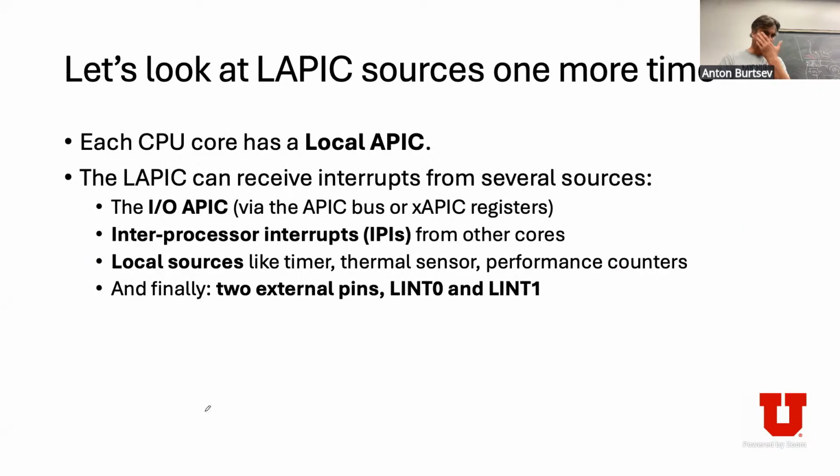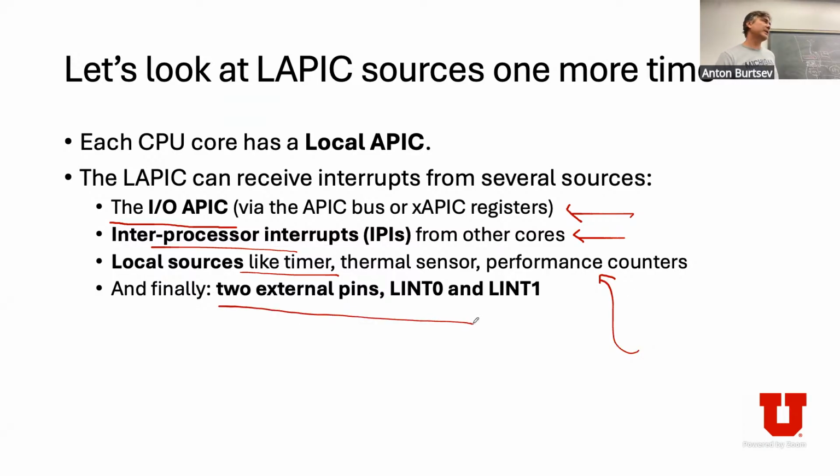Just one more time, I wanted to talk through these different sources from where an interrupt can show up at the local advanced programmable interrupt controller. Local sources like timer interrupt, thermal sensors, we talked about it, interprocessor interrupts, or from the IO APIC essentially. So three main reasons: a real external event from a device routed from the IO APIC, interprocessor interrupts from other cores, and local sources from local timers, thermal events, and performance counters.